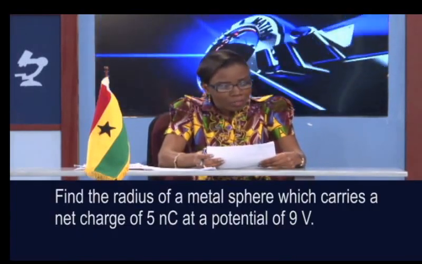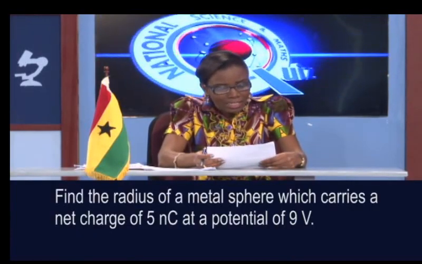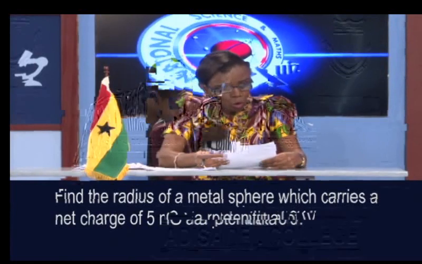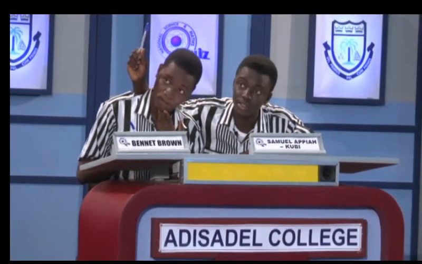With the same preamble, your major question. Find the radius of a metal sphere which carries a net charge of 5 nanocoulombs. Yes, Apia Kubi. 5 meters. You are right.